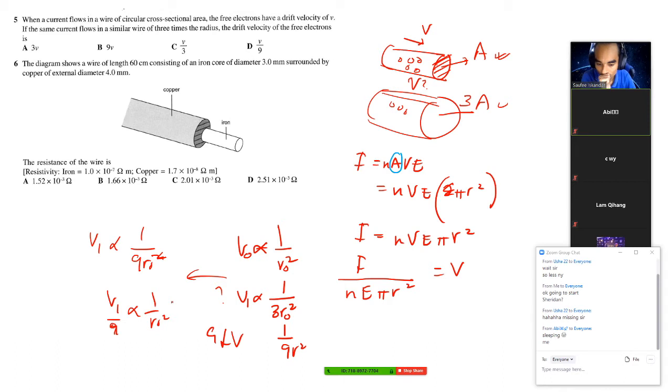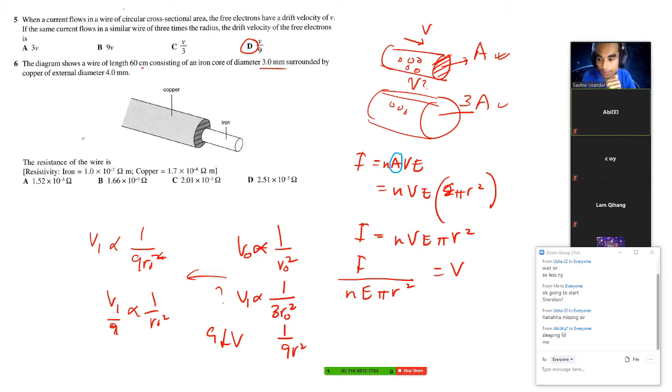Okay. So essentially you have to know that V1 will be smaller than, yeah, there you have here V over 9. So answer is D. Next, the diagram shows a wire of length 6 centimeter consisting of an iron core of diameter 3 millimeter surrounded by copper of external diameter 4.0 mm.